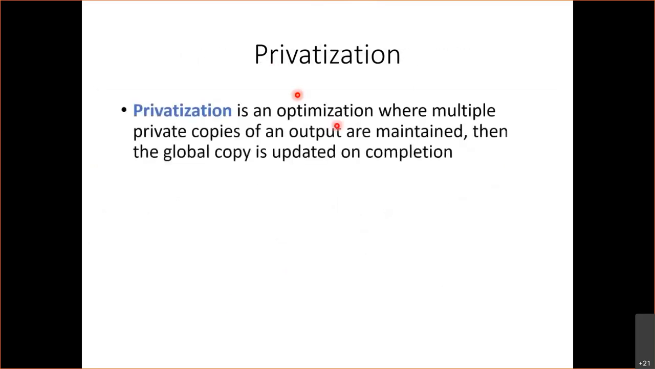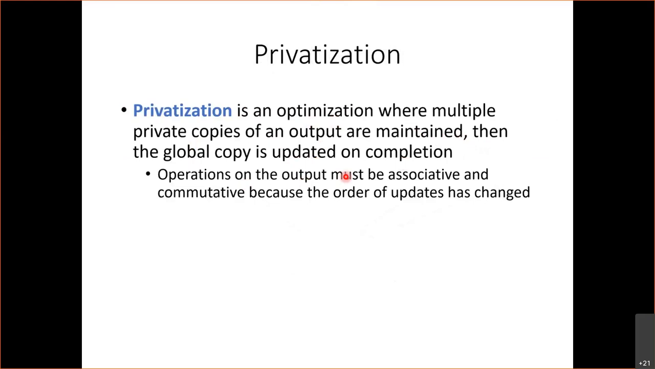Okay. So in general, privatization is an optimization where multiple private copies of an output are maintained, then a global copy is updated on completion. Now, for privatization to work, the operations on the output must be associative and commutative because the order of the updates has changed. For example, the reason privatization works for histogram is because the addition operation is associative and commutative. So if I change the order, it's okay. But depending on the operation, privatization may or may not work.